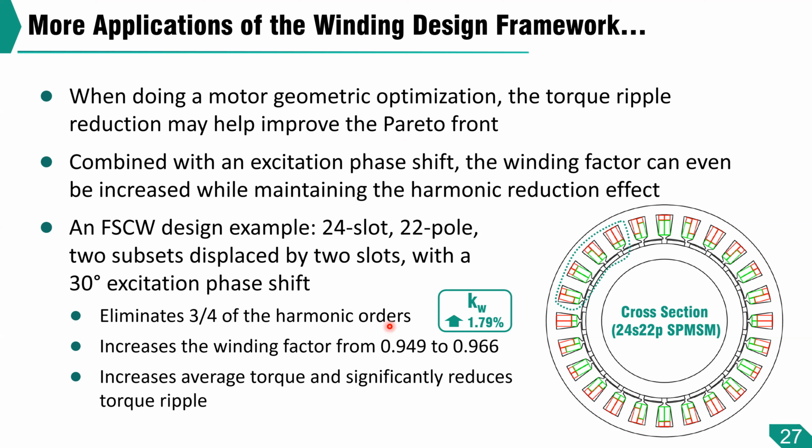This is not the motor we simulated. It's a fractional slot concentrated winding, 24 slot, 22 pole. We have 2 winding subsets and 30-degree excitation phase shift. The result is that we increase the working harmonic winding factor and the average torque output while eliminating 3/4 of all non-working harmonic orders and the torque ripple.